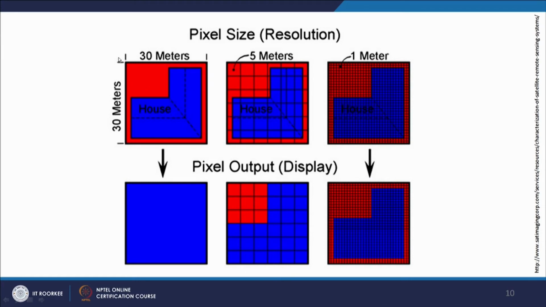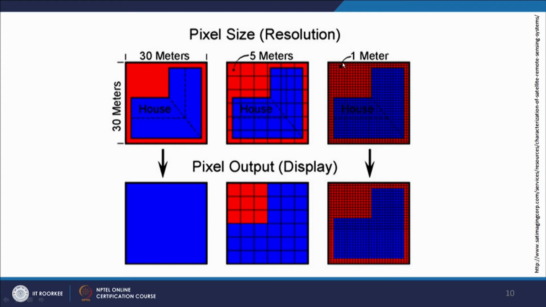The example here illustrates that if I have a situation something like this, that in between there is a house and the rest of the area is blank, at 30 meter resolution I am getting a completely blue area. I am not getting any detail about this red area. But at 5 meter resolution, when I go for a grid like this, at 5 meter grid, then I am getting about 1/4 area as red and 3/4 as blue.